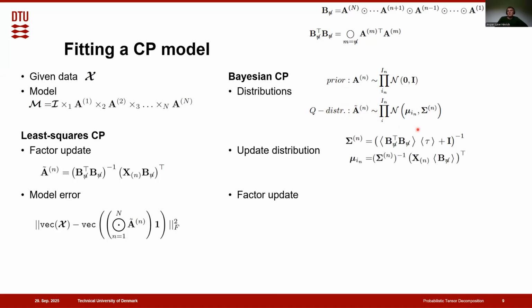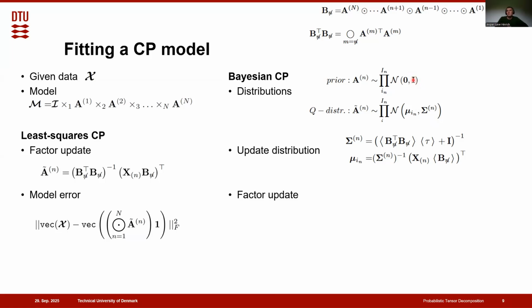Now you have to update this. So we want to update mu for a specific mode n. We condition on all other modes, similar to the least squares CP, and then we want to find the mean and the variance. And that has a very simple form in that we have the same product here as over here. We have this tau from the likelihood function that now comes into play, and then we have this identity matrix that comes from the prior.